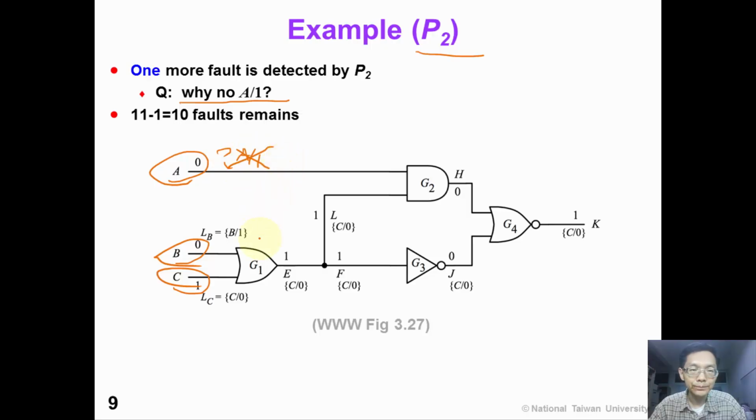anymore. And similarly, we can propagate the fault list of C to J and then eventually to the primary output. So one fault is detected by pattern P2. So we still have 10 faults remaining to be detected.